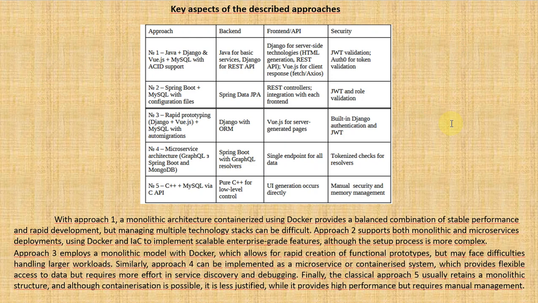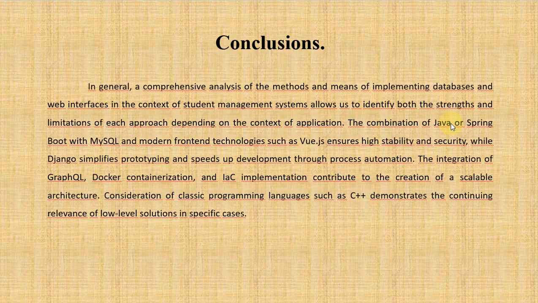With approach 1, a monolithic architecture using Docker provides a balanced combination of stable performance and rapid development, but managing multiple technology stacks can be difficult. The second approach supports both monolithic and microservices deployments using Docker and IaC to implement capable enterprise-grade features, although the setup process is more complex.